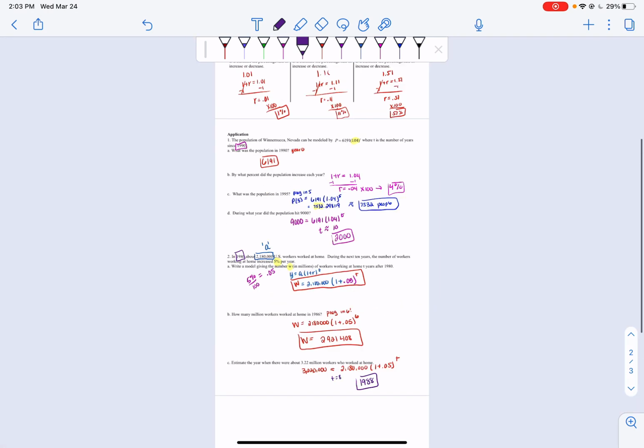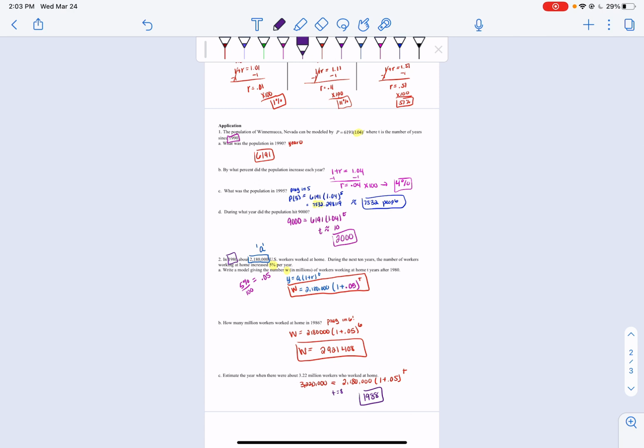And that's it. So that is how you work with exponential growth word problems. You just have to really focus on making your equation and then figuring out, do I plug in or do I set equal and look at my table?